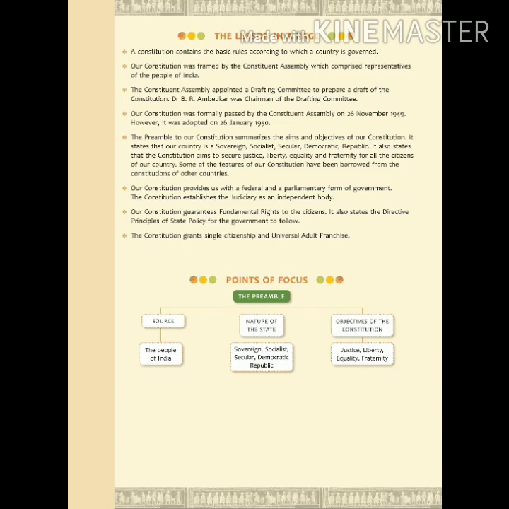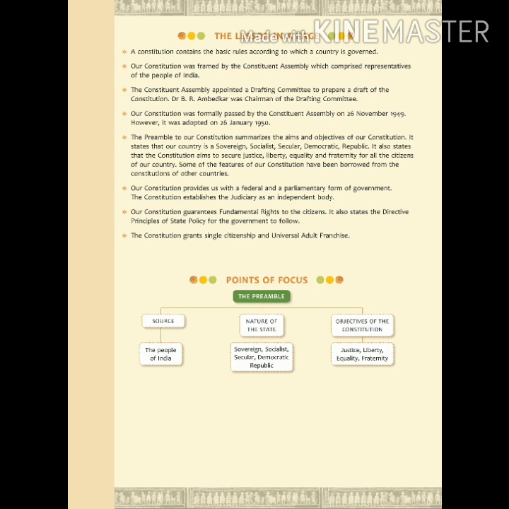Hello students, let us revise the chapter, Our Constitution, with the help of the Lessons in a Page on page number 120. Please take that out and let us give a quick revision of this chapter, Our Constitution. The lessons in a page.